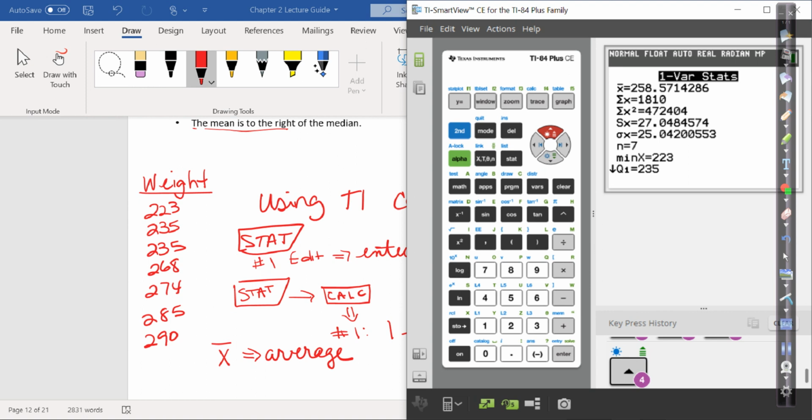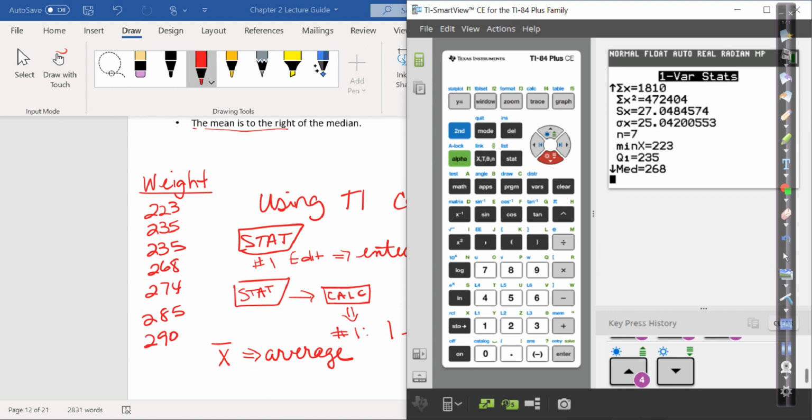Then we have this S of X, and this, again, that's another sigma, but that's lowercase sigma. It tells me the number in my data set was 7. It tells me the smallest number was 223. The first quartile, and we'll talk more about quartiles soon. So the minimum number was 223, but right here is also the median, 268. There's Q3, there's your max at 290, and it gives me the information.